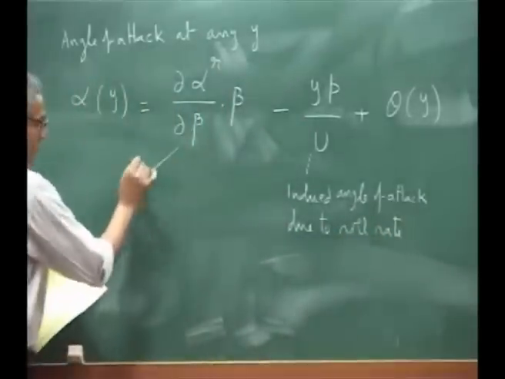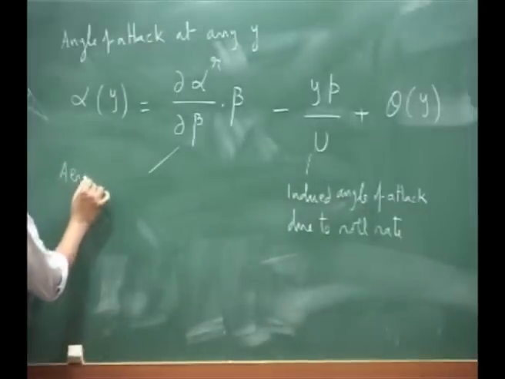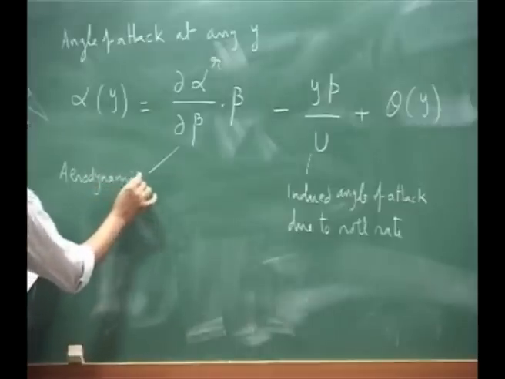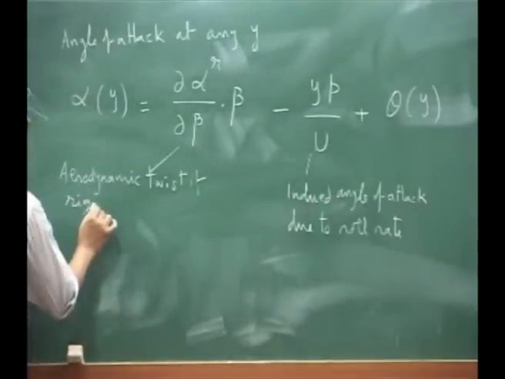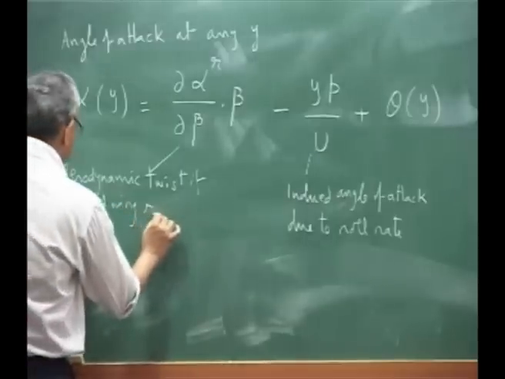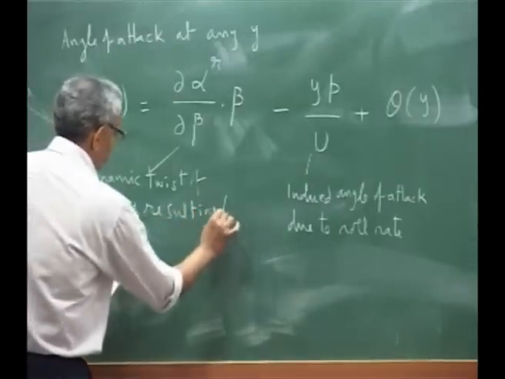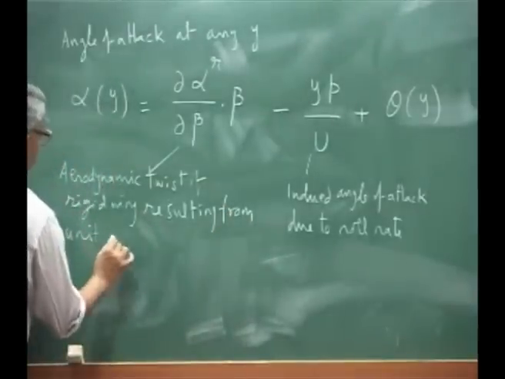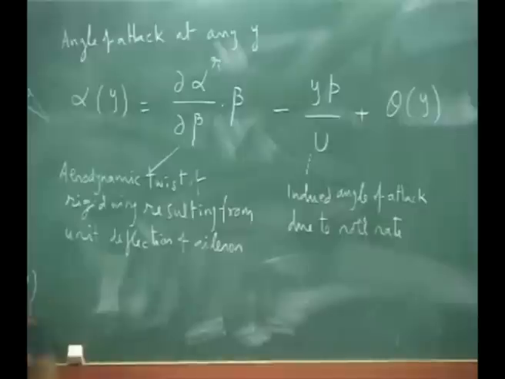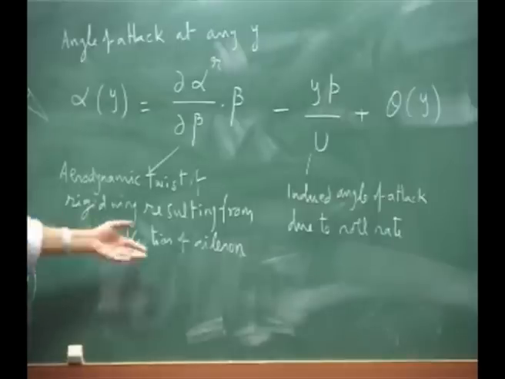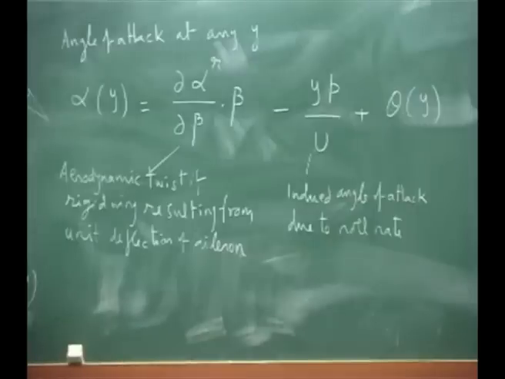We call it, the terminology is aerodynamic twist. This is not a geometric twist. This is the aerodynamic twist of rigid wing resulting from unit deflection of aileron. This is the unit deflection of the aileron. Unit angular deflection, you can take it anything. Now that is the due to elastic twist. And then you will have a load factor also coming in.